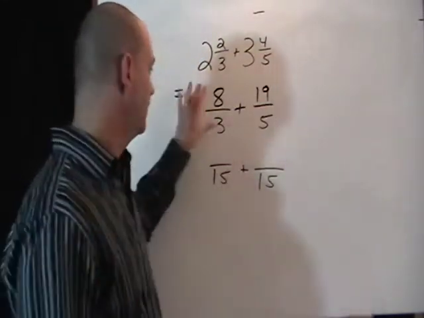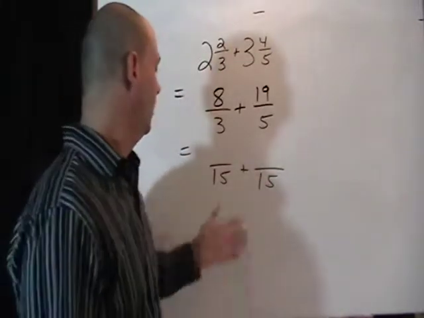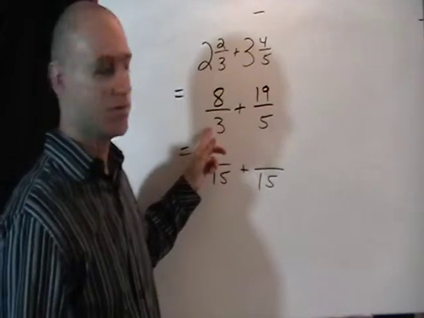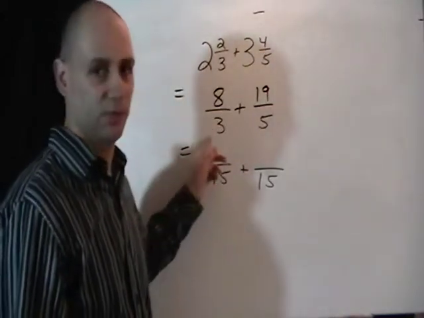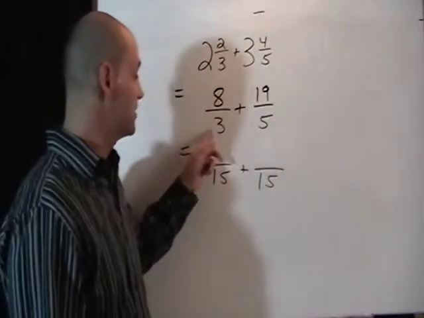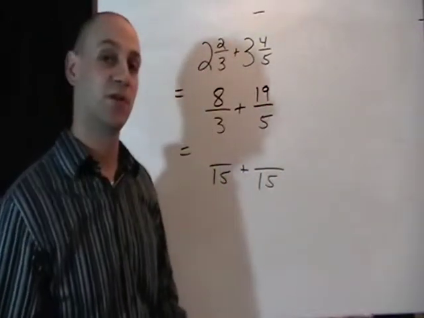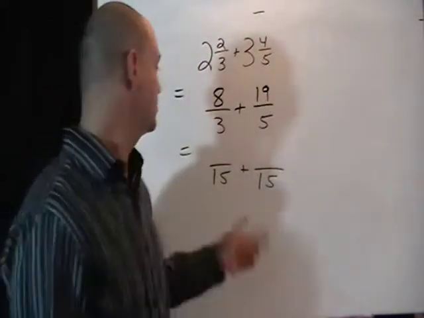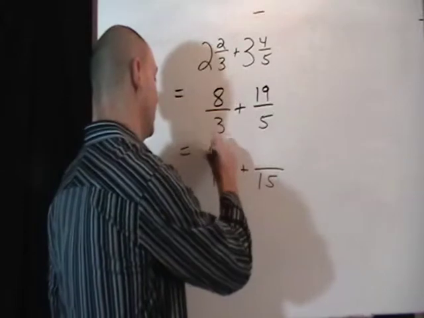So now we have to convert 8 over 3 into a fraction of 15. How are we going to do that? Well, we simply look at the denominators, 3 and 15, and think to ourselves, how did we get to 15 from 3? And the answer is we simply multiplied 3 times 5. So, with fractions, whatever you do to the bottom, you have to do to the top. So if we multiplied by 5 here, we're also going to multiply 8 by 5, and we're going to get 40.